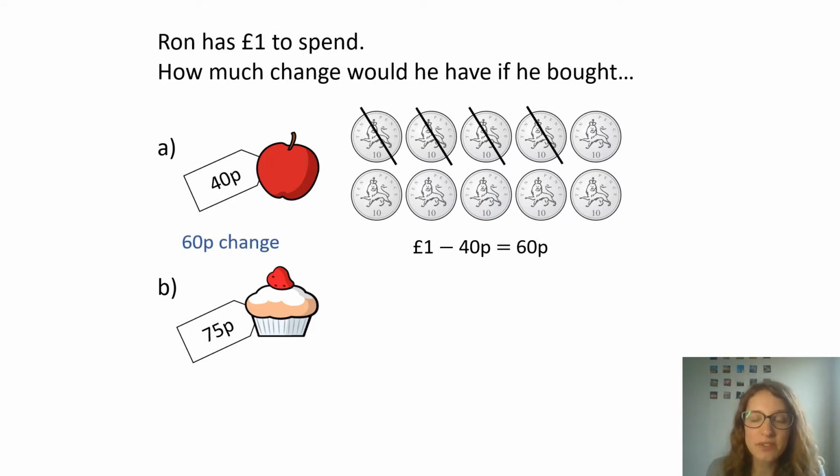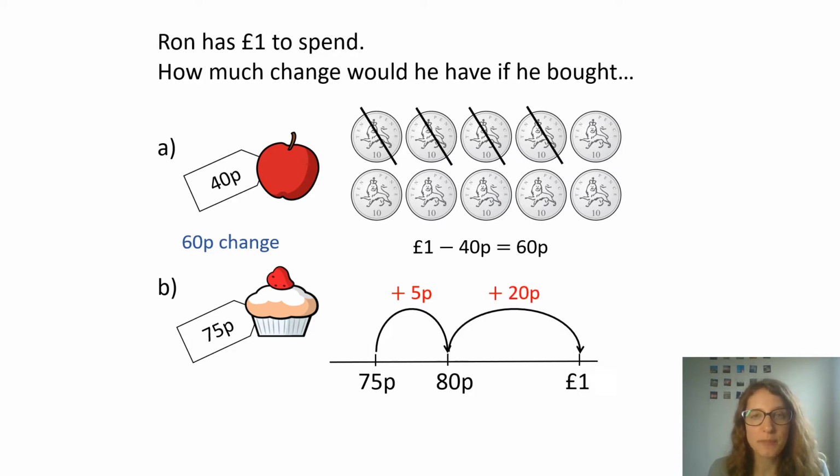So this time it's 75 pence. Okay, I'm going to use a number line to help me with this one. So we've got 75 pence there. And remember, I've got to keep going until I get to 100. So I'm adding 5 pence to start with, which takes me to 80 pence. Then I can do a jump of 20, which takes me to 100. Okay, don't forget the last step. Add your 2 jumps together, so 5p and 20p. Okay, so he would get 25 pence change if he bought the cupcake.